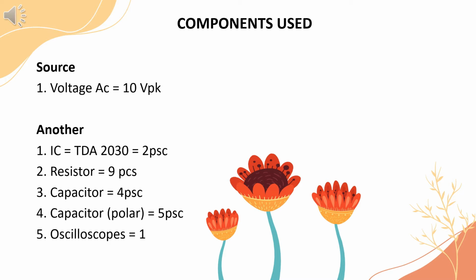2030, 2 pieces; resistors, I use 9 pieces; capacitors, 4 pieces; polarized capacitors, I use 5 pieces; and lastly, oscilloscope. Only one oscilloscope.